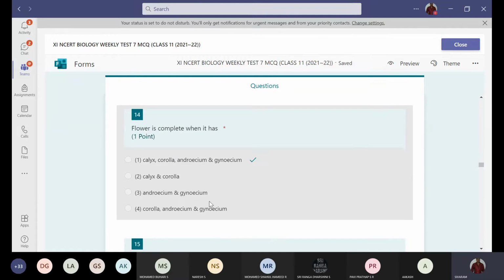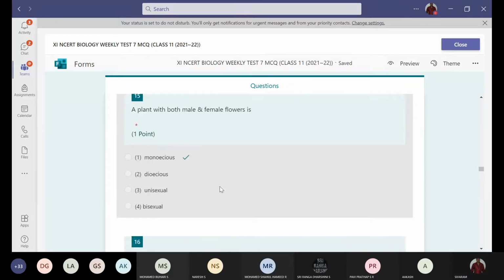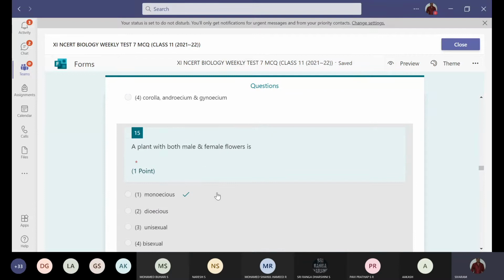Next, a flower is complete when it has calyx, corolla, androecium, and gynoecium. When all the floral parts are observed in a flower, we call it a complete flower. And next, a plant with both male and female flowers is monoecious. Here the flowers are unisexual, but both male and female flowers are borne on the same plant. In that condition, we use the term monoecious.